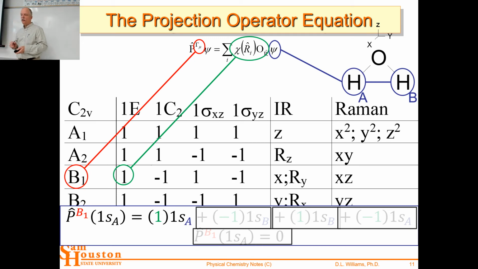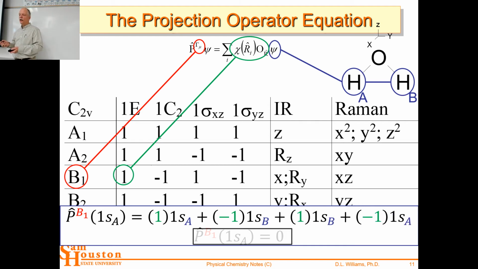Let's do the B. We can probably speed up a little bit because you can see that the A's and B's don't change, only the characters in front. So this one has a +1 1sa, a -1 1sb, a +1 1sb, and a -1 1sa. And so the B1 cancels out. So there's no way to combine the 1s orbitals on these hydrogens in water in a C2v character table to get a B1 symmetry.